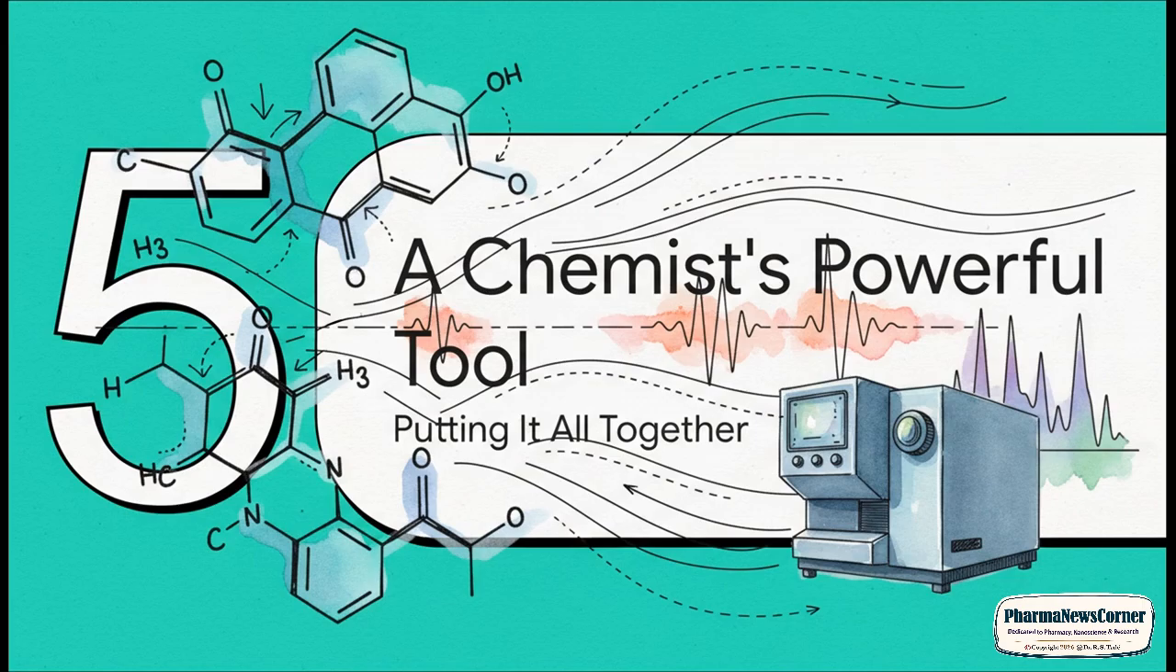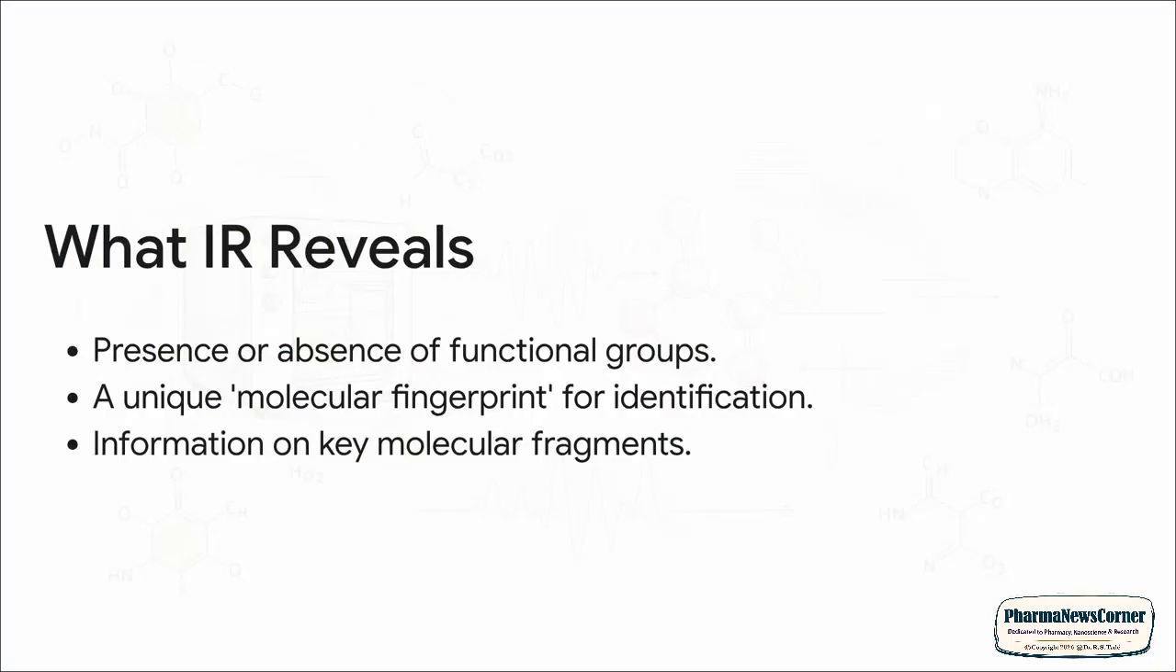So let's bring all this together now and really see why IR spectroscopy is such a powerful tool for chemists. To sum it all up, an IR spectrum gives us a few critical pieces of the puzzle. It tells us which important functional groups are there or which ones aren't. It gives us that one-of-a-kind molecular fingerprint to nail down a compound's identity. And it gives us clues about all the different pieces that make up the whole structure.